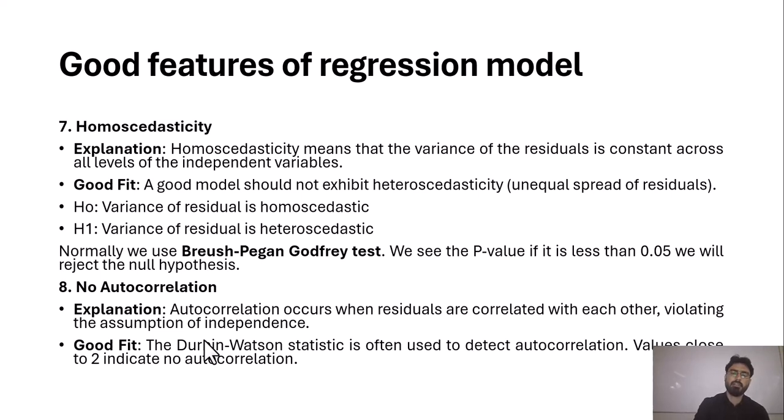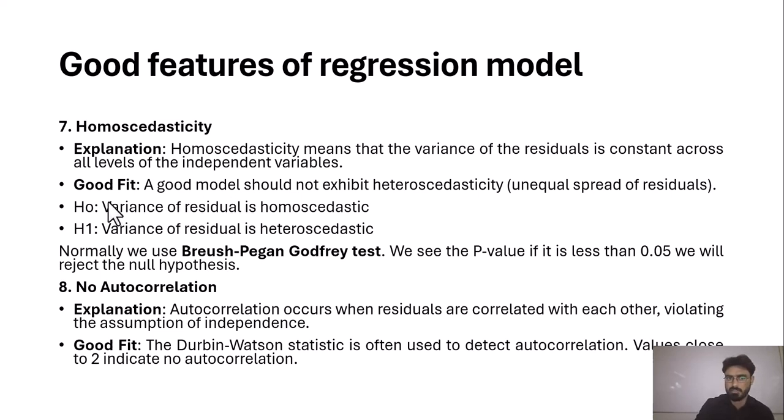The next good feature for the regression model is that the model should be homoscedastic. Basically, homoscedastic means that variance is constant over the period of time. When your variance is constant, we say that the data is homoscedastic. When the variance is not constant, then it means that there is an issue of heteroscedasticity. So the null hypothesis is that variance of residual is homoscedastic.